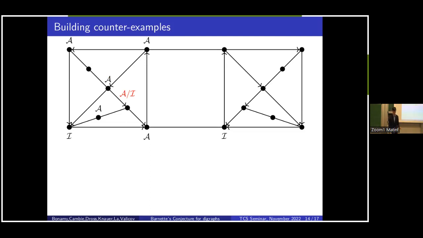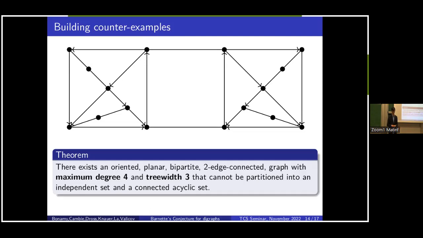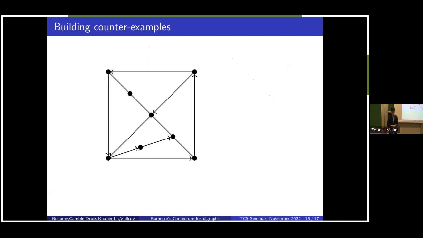And now recently we managed to actually use this counterexample to build something. So this is formally what it shows. This is a graph, oriented, planar, bipartite, two-edge-connected, maximum degree 4, and this also has degree 3, I guess. And it cannot be partitioned into an independent set and a connected acyclic set. So we took this as a gadget. We fill in the faces to obtain our even triangulations. Yeah, to come back to this original question.